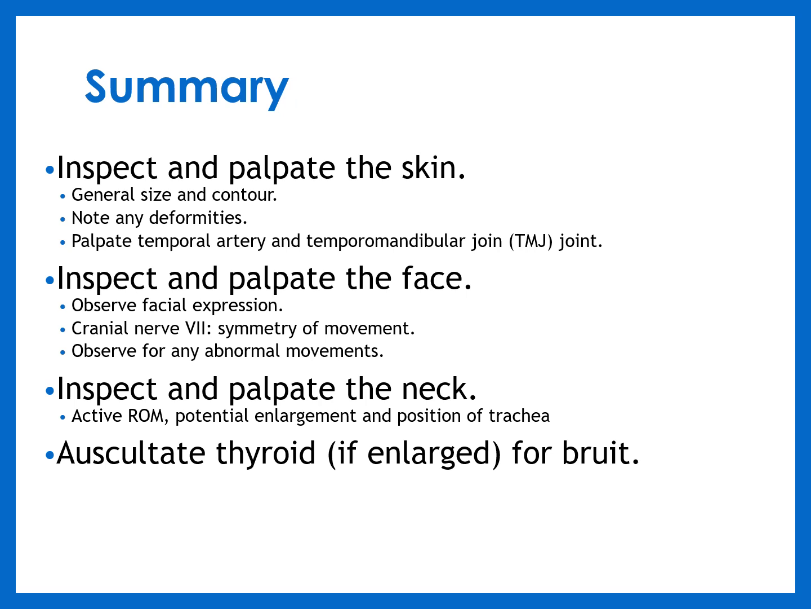So, to summarize, inspect and palpate the skull for size and contour and note any deformities. Palpate the temporal artery and the TMJ. Observe the face for symmetry and abnormal movements, which reflect cranial nerve 7, the facial nerve's function. Inspect and palpate the neck, checking range of motion, lymph nodes, and the thyroid gland. If enlarged, auscultate the thyroid for a bruit. Understanding these normal and abnormal findings across the lifespan is essential for safe and accurate nursing assessments. Make sure you also know your vocabulary for this section.